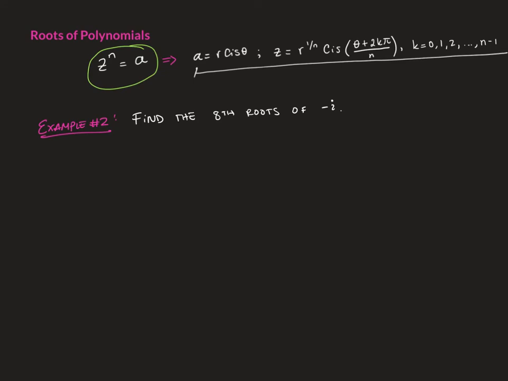For our second example, we're going to find the 8 roots of minus i. So to start, we need to write minus i in cis form. And the equation that we're going to solve is z^8 = minus i. So minus i in cis form is going to be cis of minus pi by 2, or if you prefer, cis of 3 pi by 2. So we're going to use this form.